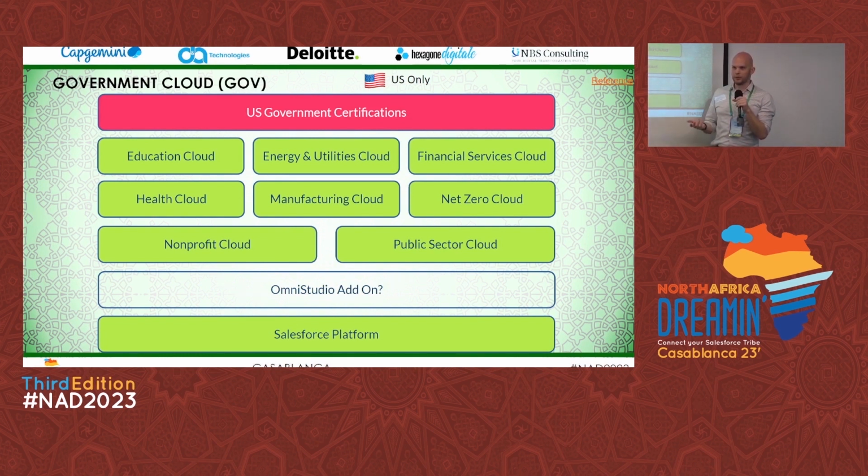So if you are a U.S. government body doing public sector, you'll need to prove to the government that your data is secure, it's stored in the U.S., your support team is in the U.S. This is kind of an extension on top of the industry clouds for U.S. government. So this can include one or multiple of these things: public sector, nonprofit, health, education, energy and utilities, manufacturing, financial service, and net zero.